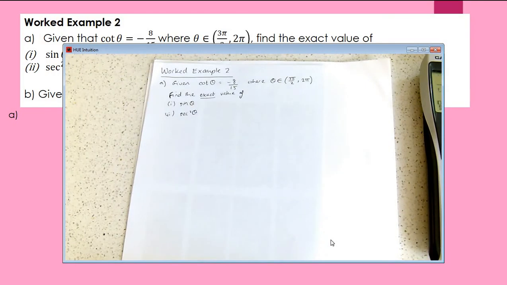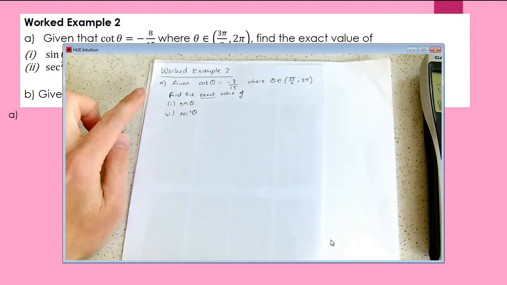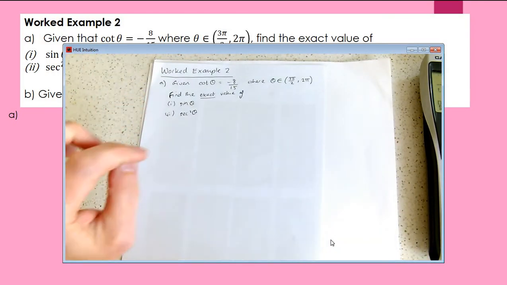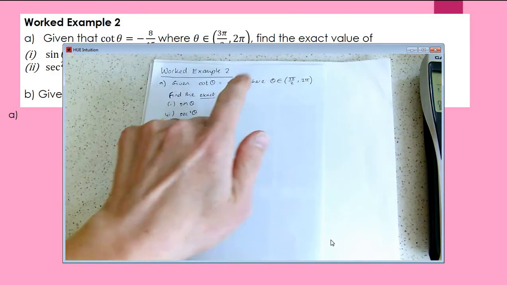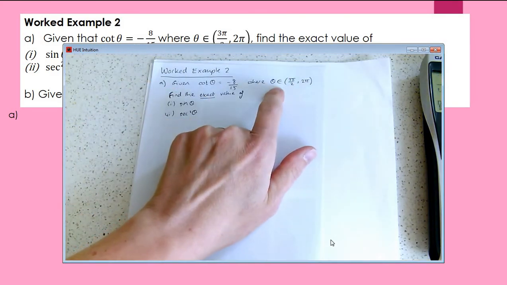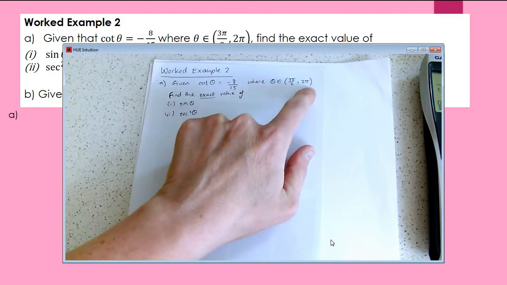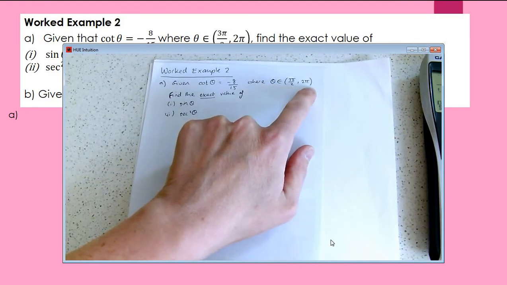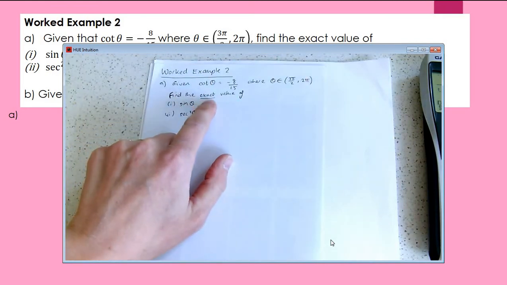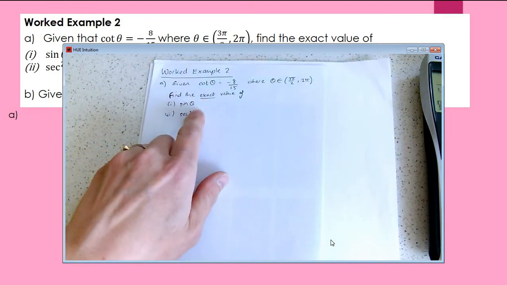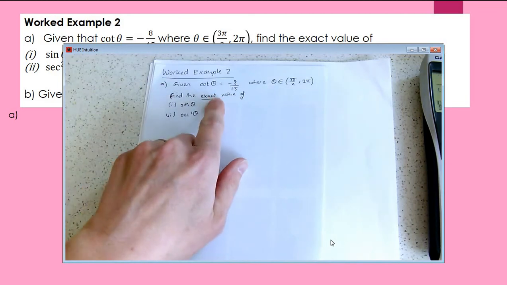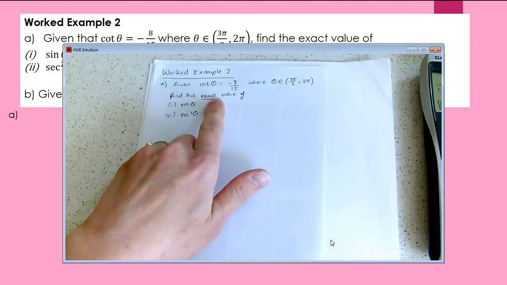Right then. So we have got that cot theta is negative 8/15, and we know we're working in radians. So remember, theta is an element between 3 pi over 2 and 2 pi. So it's giving us a range of values. We have to find the exact value of sine theta and sec squared theta. An exact value must be a fraction or a surd, it's not allowed to be a decimal.